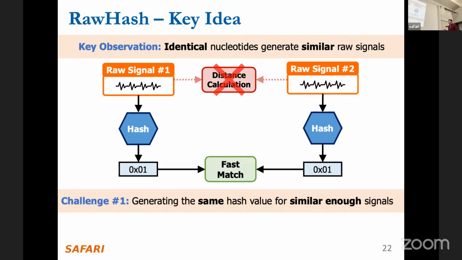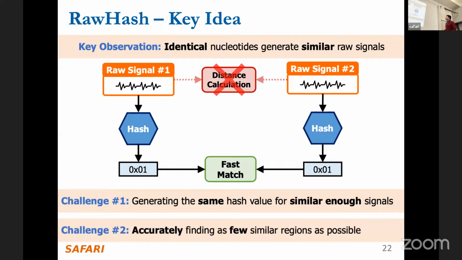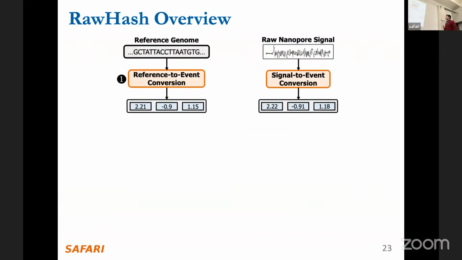But of course, there are certain challenges to it. The first challenge is that these raw signals are not exactly matching, right? And the challenge is how can we generate the same hash value from similar enough signals. The second challenge is we want to accurately find as few similar regions as possible. It's not like we want to find millions of matching regions per read, even though your genome size is, let's say, in the order of millions of bases. So we want to find as unique hash matches as possible between a raw signal and the reference genome. And this is the overview of RawHash.